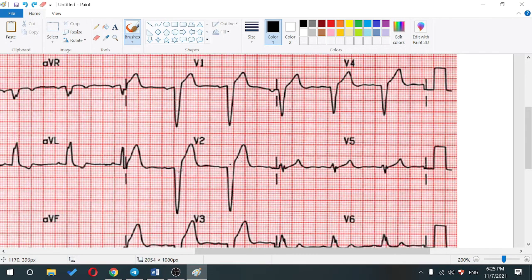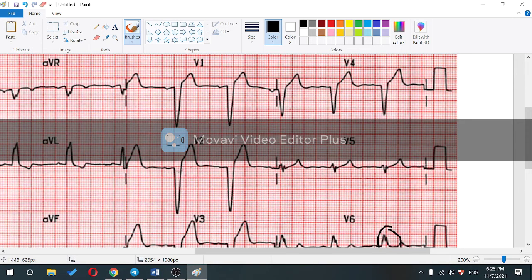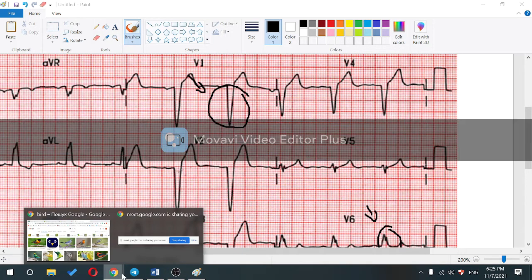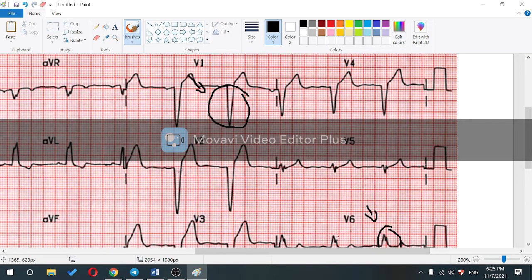So you first of all take a look at this double, like the bunny ear sign, and then you take a look at V1 to confirm it. Okay, bunny, bird. To make it interesting, in the right bundle branch block, it's exactly the opposite. The bird will be here, the bunny will be there. Okay. So, guys, for the new members that do not know what is bunny, bunny, it's like bunny ears, something like this.